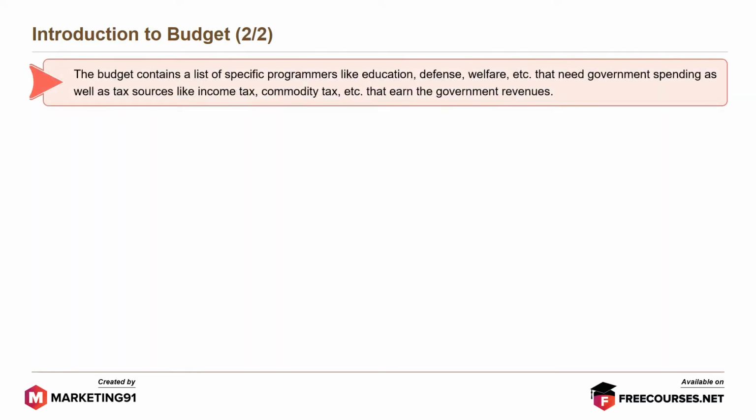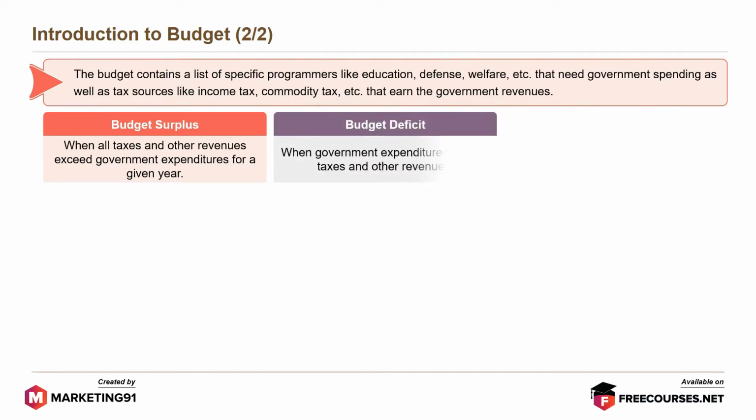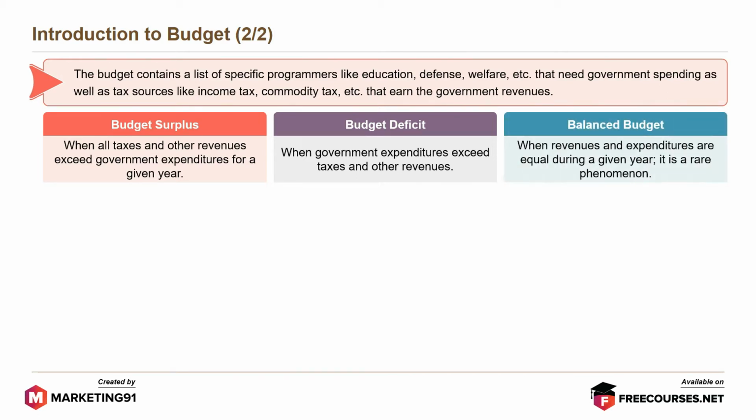The budget contains a list of specific programs like education, defense, welfare, etc. that need government spending, as well as tax sources like income tax, commodity tax, etc. that earn the government revenues. Budget surplus. When all taxes and other revenues exceed government expenditures for a given year. Budget deficit. When government expenditures exceed taxes and other revenues. Balanced budget. When revenues and expenditures are equal during a given year.